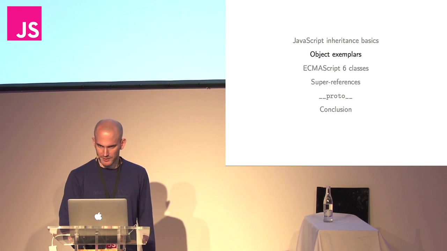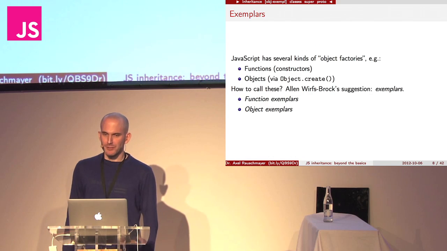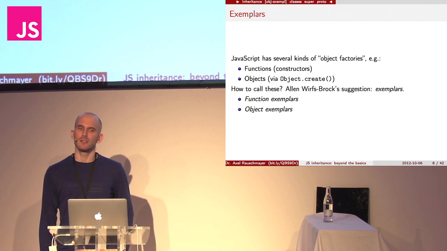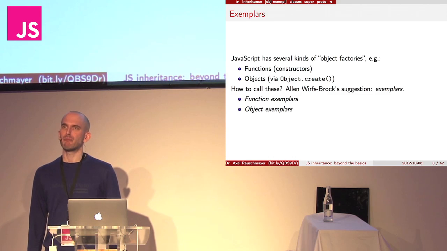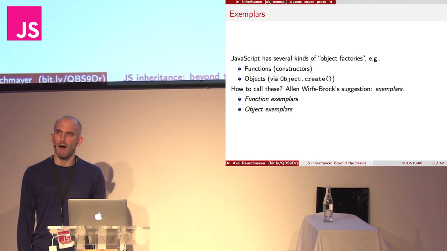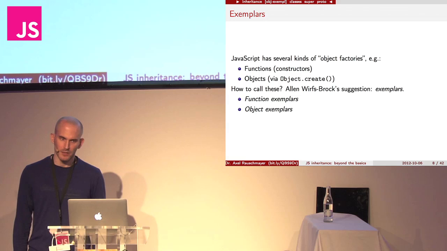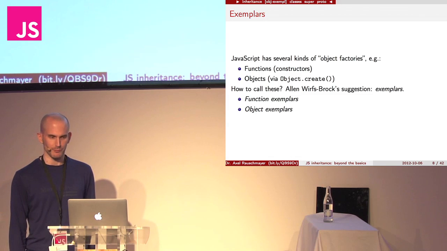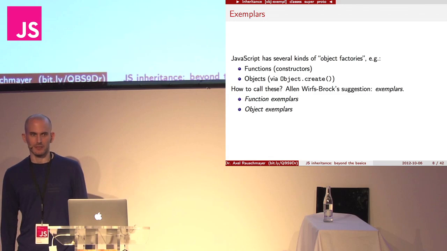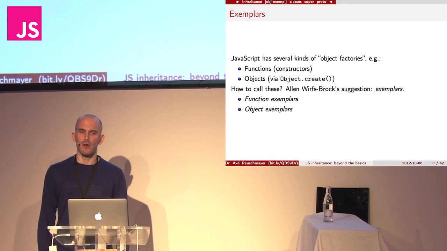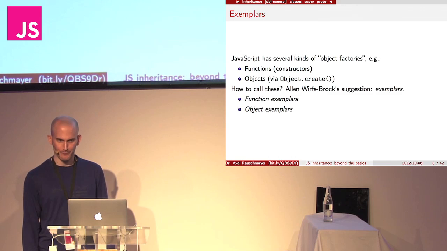Next, object exemplars. That's the library I alluded to at the beginning. JavaScript has several kinds of object factories. Two examples: you can produce an instance via a function, and those functions are usually the constructors. Other than that, you have objects, and you can use those and Object.create to produce an instance too.